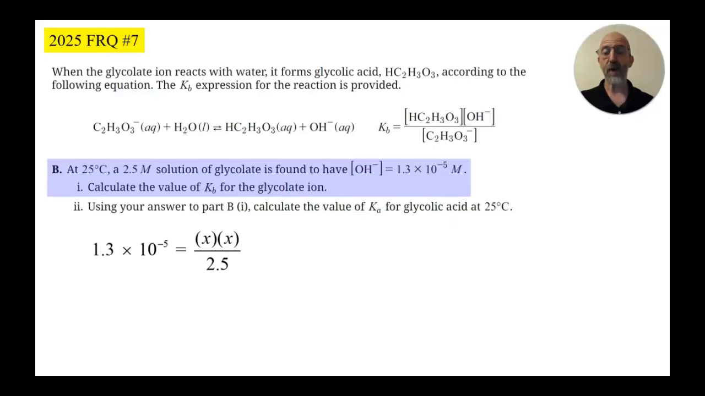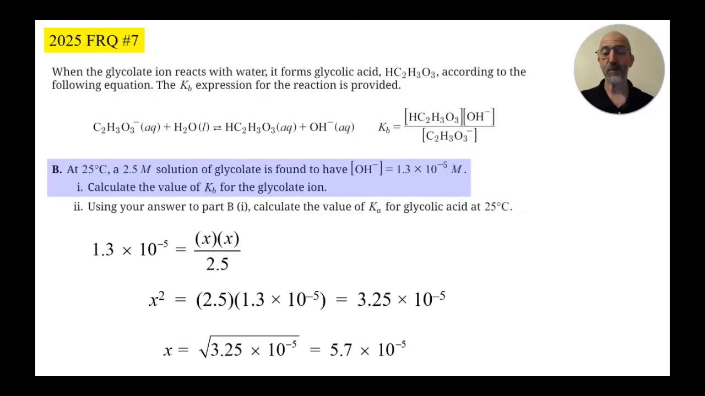So I put 1.3 times 10 to the negative 5 on the left. I put 2.5 in the denominator of my expression, and I'm solving for x. Oops. The 1.3 times 10 to the negative 5 is not the equilibrium constant. In fact, we are looking to calculate the value of Kb.